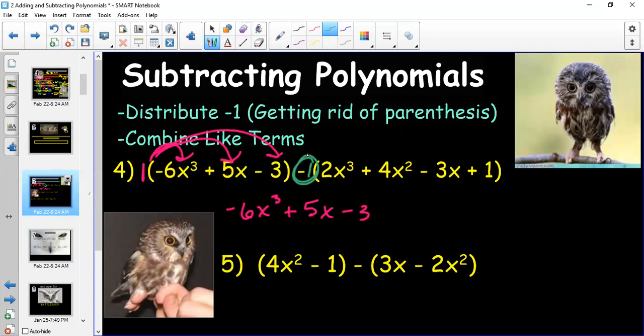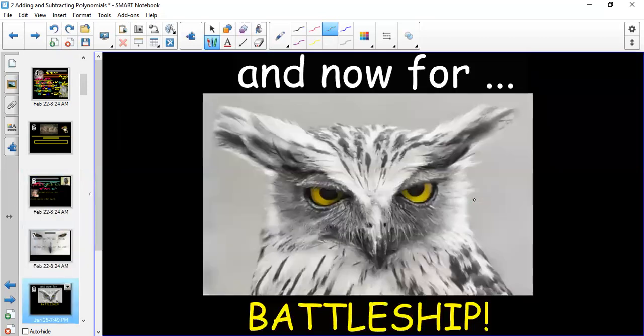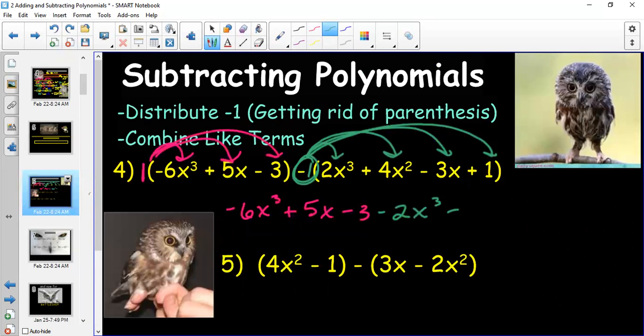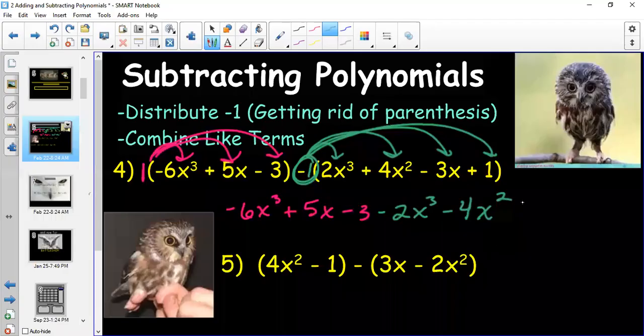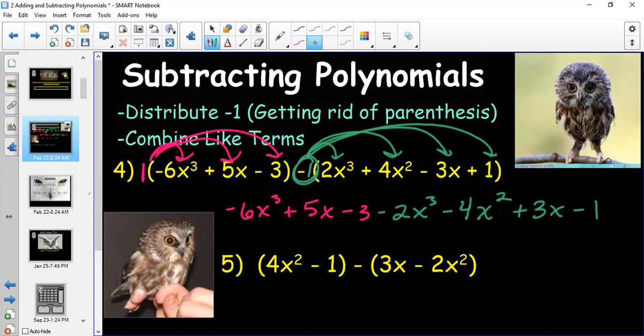Okay, so this time I have to distribute a negative 1, not just to the first one, but to all of the other terms. They are all going to switch signs. So it would become a negative 4x squared, and it would become a positive 3x and a negative 1. So all of the signs in the second set of parentheses need to switch. And then I can do what I did on the last slide and combine the like terms.